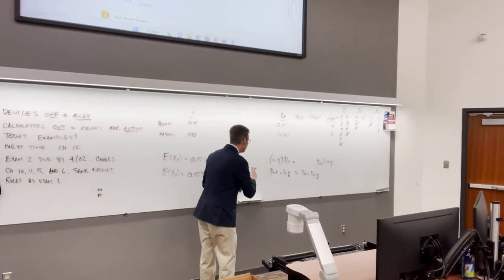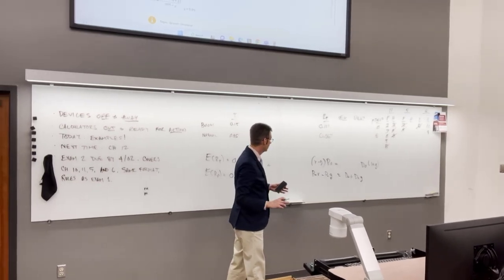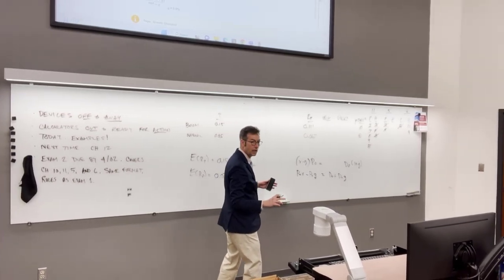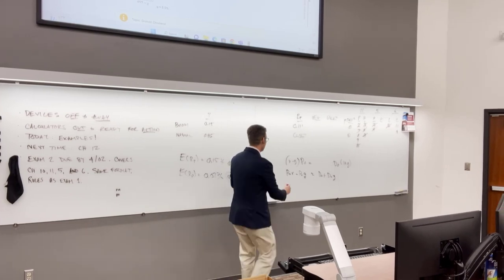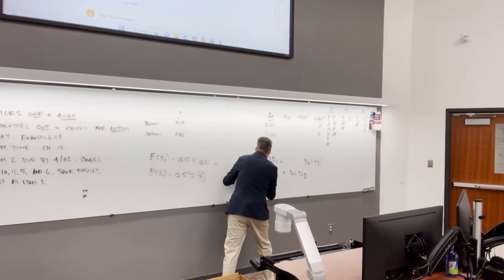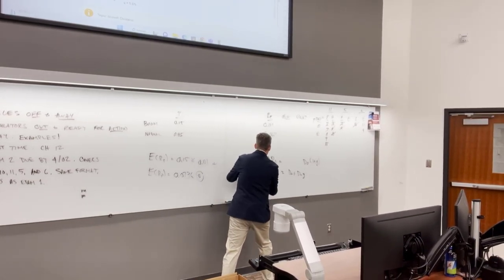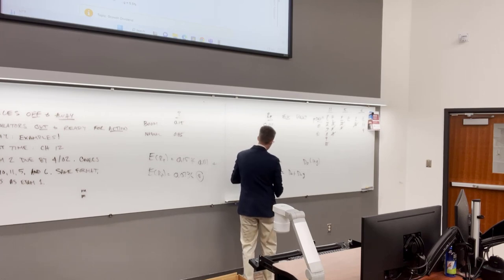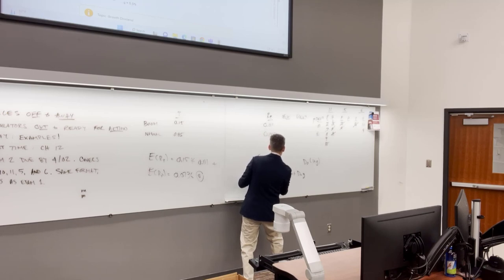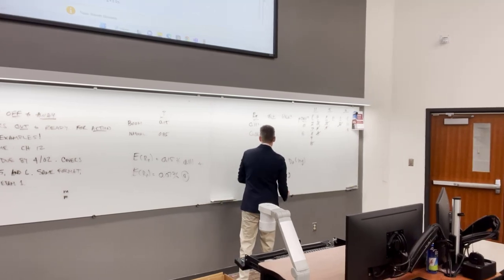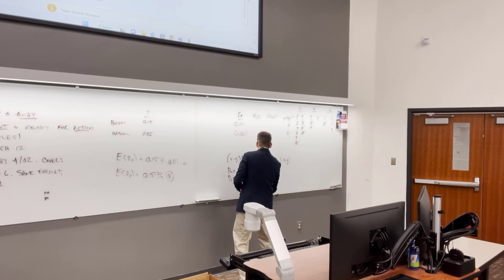Any idea what we should do next? Yeah, we're going to collect the terms. So I'm going to say P0 R minus D0 is equal to, I'm going to add that across the line, D0 G plus P0 G.